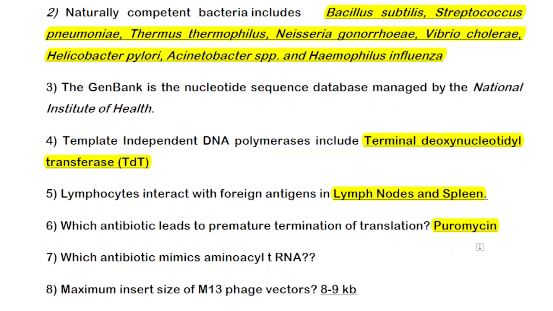Seventh question, which antibiotic mimics aminoacyl tRNA? Again, it is your puromycin. So puromycin has a capacity to mimic this aminoacyl tRNA, and you need to tell me which aminoacyl tRNA is mimicked by this puromycin.